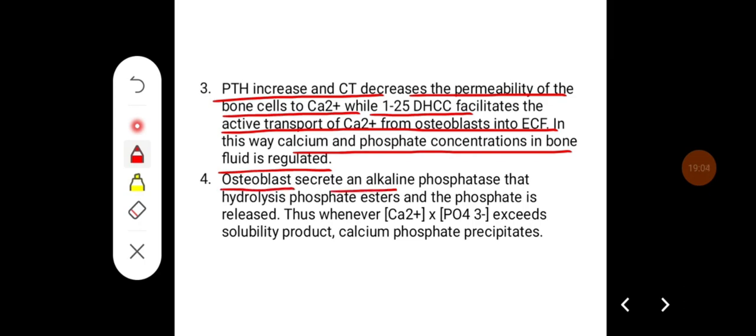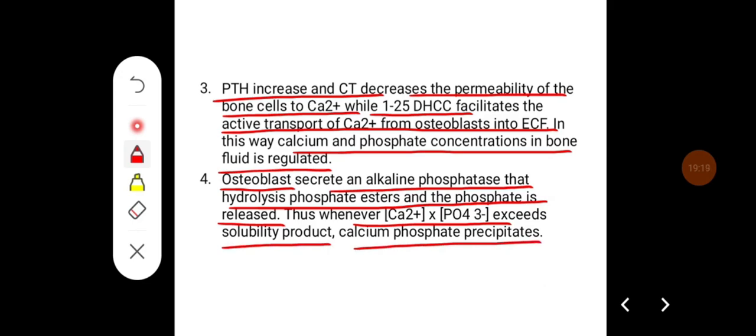Osteoblasts secrete an alkaline phosphatase that hydrolyzes the phosphate esters, and the phosphate is released. Thus, whenever the calcium phosphate ratio exceeds the soluble product, the calcium phosphate precipitates.